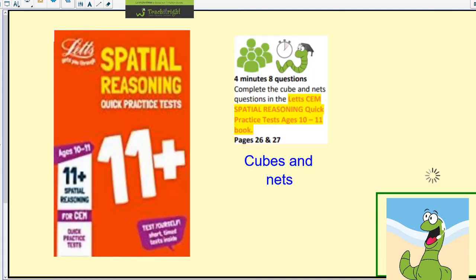Right, let's move on, guys and girls. So now we're going to do cubes and nets. Before you start, it will be pages 26 and 27, but I suggest you just get your book ready, but don't start, because I'm actually going to take the time now to run through and teach the topic of cubes and nets as if you'd not done it before.